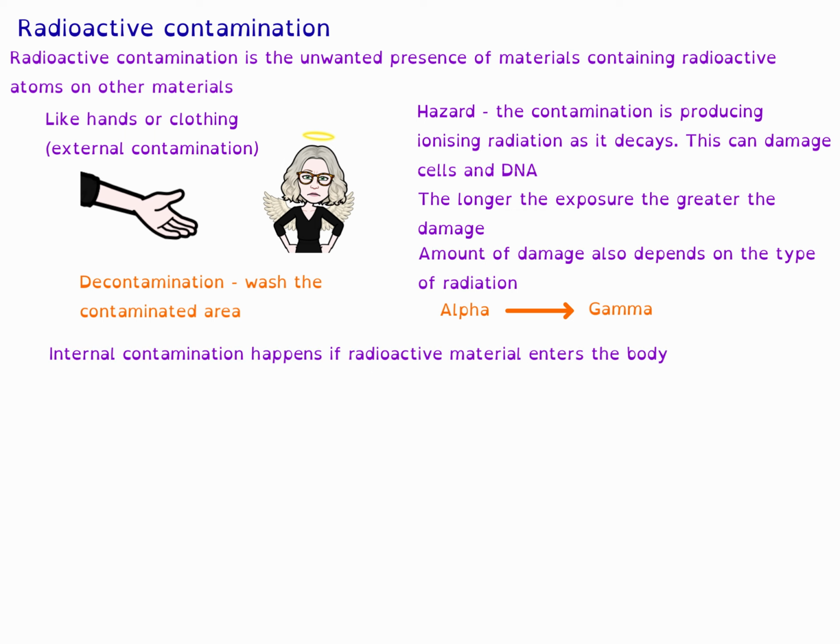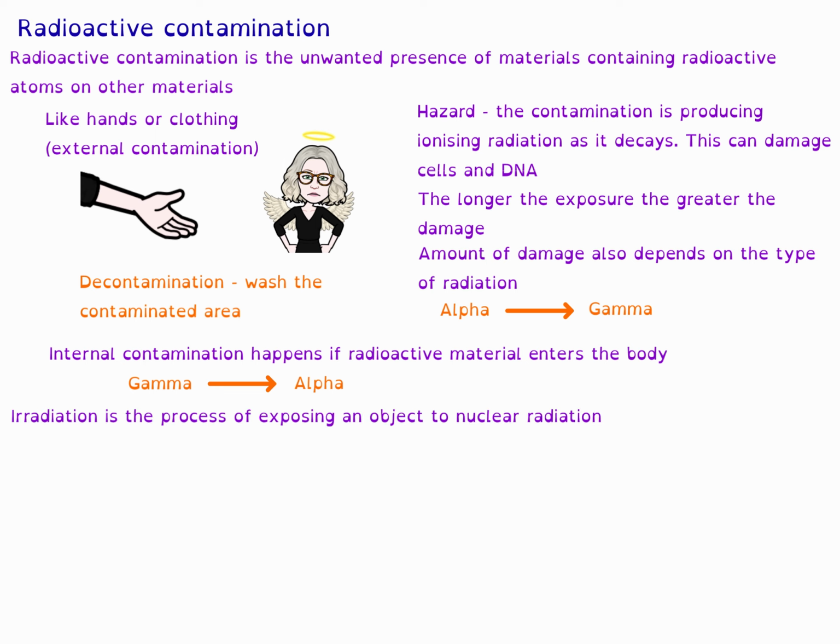Internal contamination happens if radioactive material enters the body. And again, the type of radiation alters the amount of damage that is done. Gamma radiation is much less damaging than alpha radiation internally because alpha radiation is much more ionizing than gamma radiation.